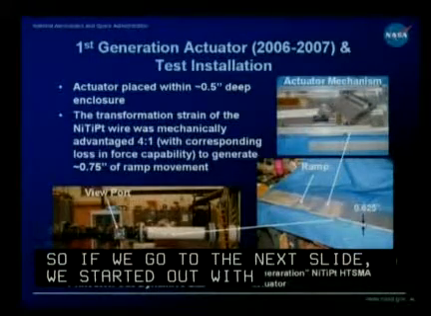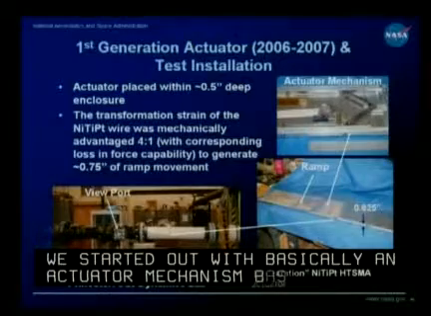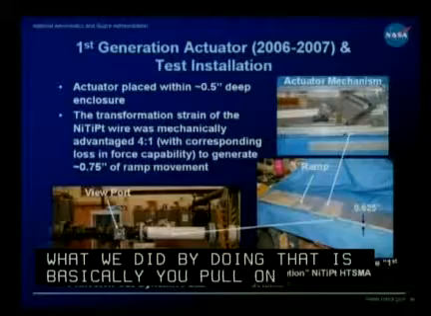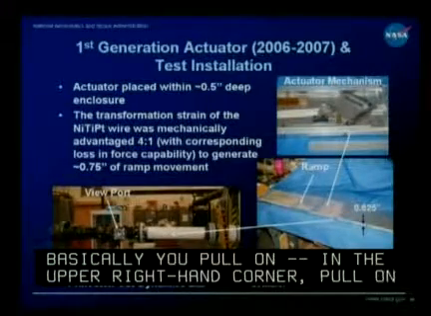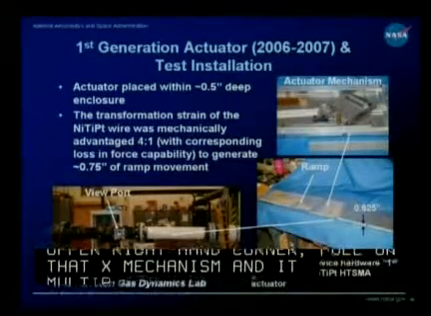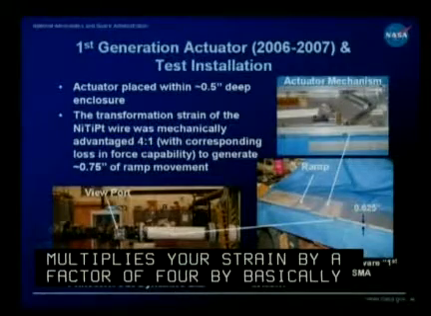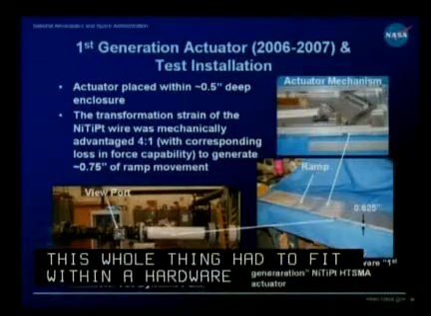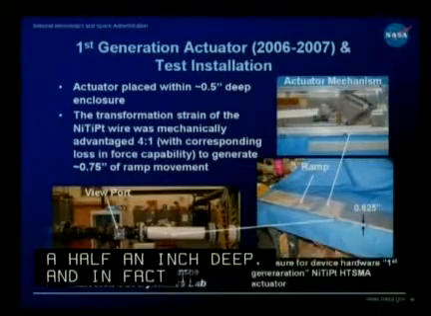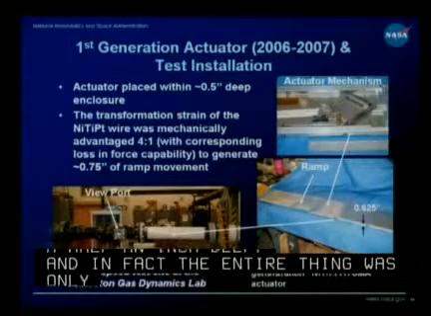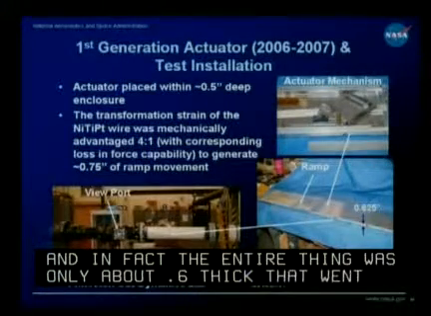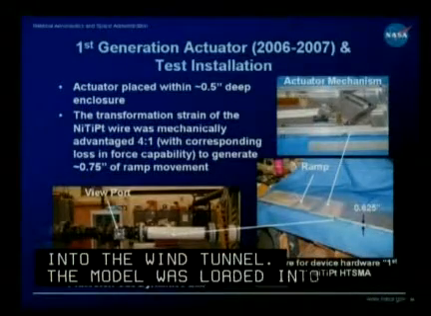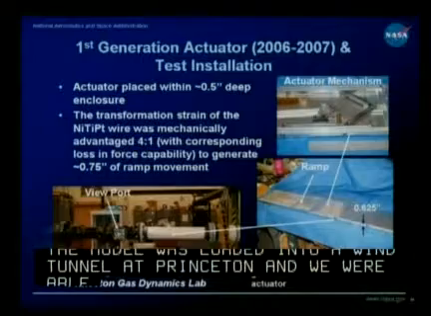So if we go to the next slide, we started out with basically an actuator mechanism based on an X design. What we did by doing that is you pull on, in the upper right-hand corner, that X mechanism and it multiplies your strain by a factor of 4 by basically angling out. This whole thing had to fit within hardware that was about a half inch deep, and in fact the entire model that went into the wind tunnel was only about 6/10 of an inch thick. The model was loaded into a wind tunnel at Princeton, and we were able to generate about 3/4 of an inch of ramp movement with the shape memory alloy.